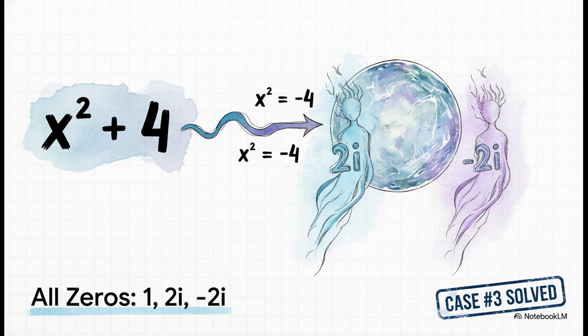Either way, we end up with this expression, x squared plus 4. When we set that to 0, we get x squared equals -4. And when we take the square root of a negative number, we get our 2 imaginary zeros, 2i and its conjugate partner, -2i, exactly like the theorem said we would.